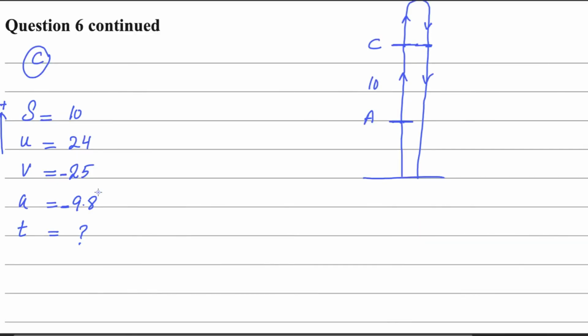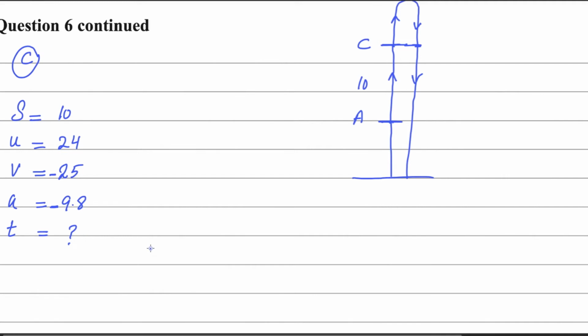Fortunately in this question we have four known values, and the fifth one you need to find out. As I explained earlier, if you have three quantities known, the fourth one you can find easily. Using this equation of motion, we can find the total time when it was above C: s equals ut plus half at squared. This equation involves t, so I can use it here.